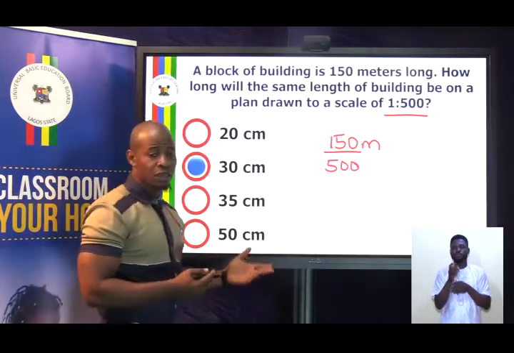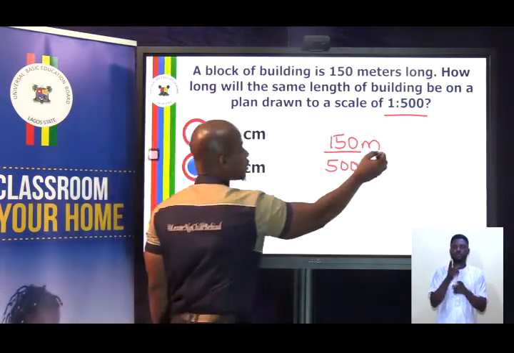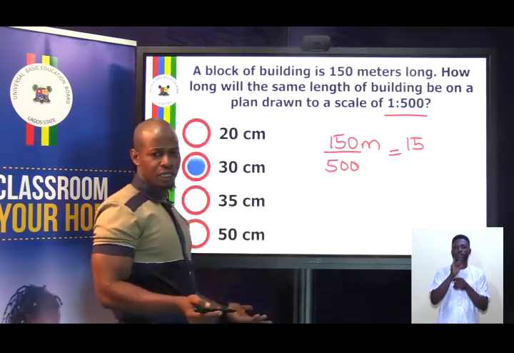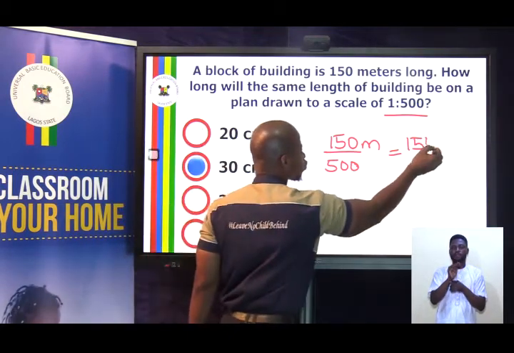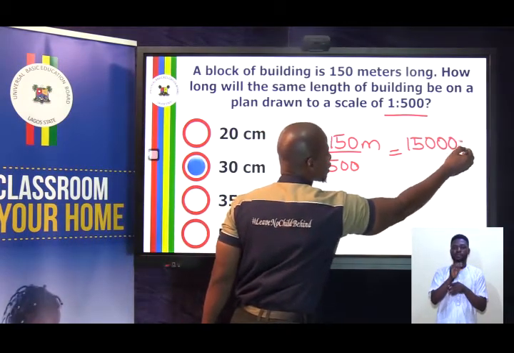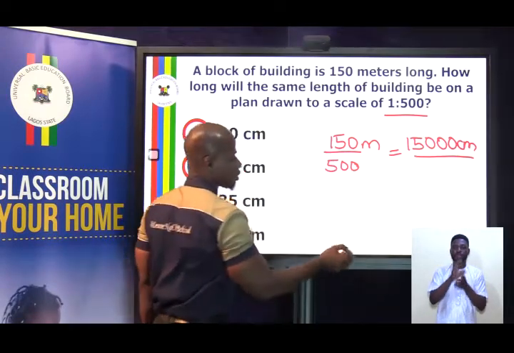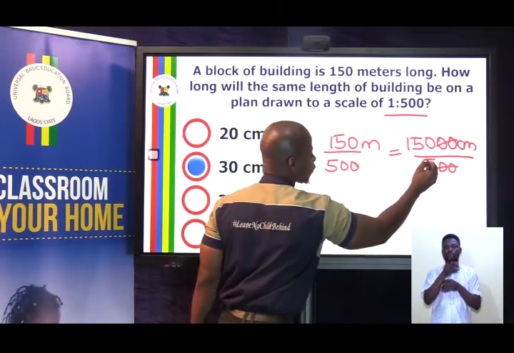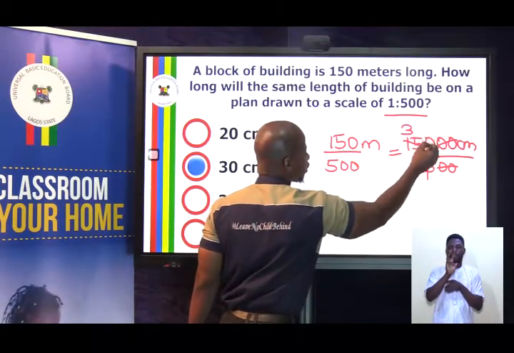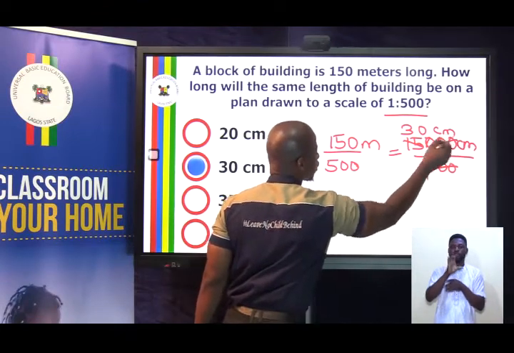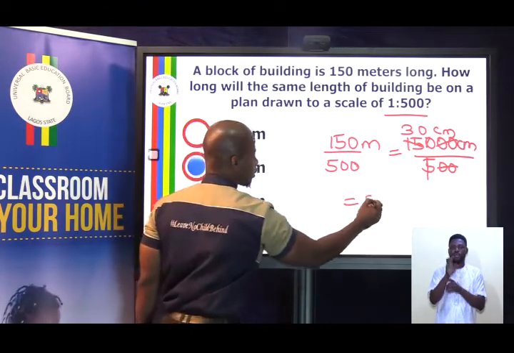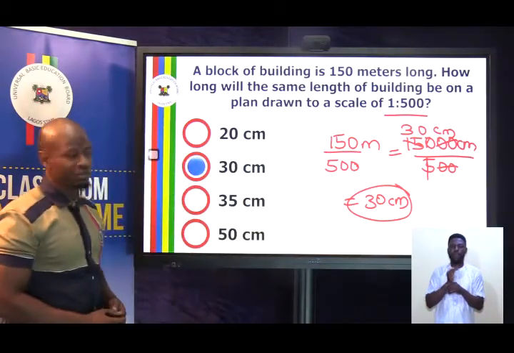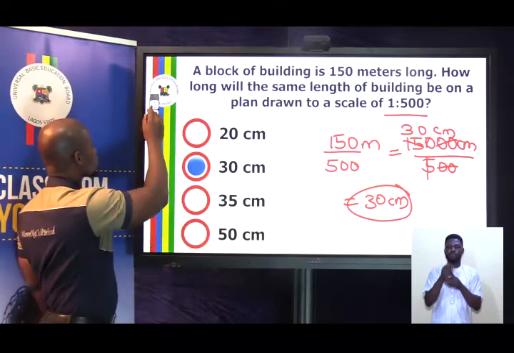Now, to make this division easier for us, we're going to change this meters to centimeters. And you do recall that 1 meter is 100 centimeters. So 150 meters will be 15,000 centimeters. Now you divide by 500. So 2 zeros cancel 2 zeros. 5 goes here 1, 5 goes here 3, here 0. You still have your centimeter, and that's how we get 30 centimeters. Our final answer. Let's move on.